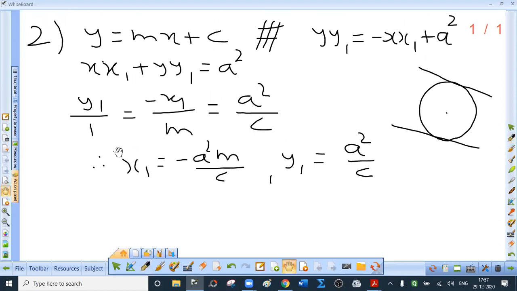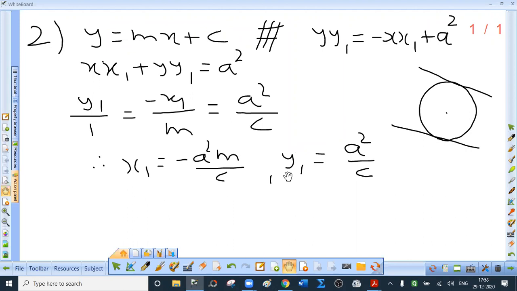Two equations are representing the same line. So coefficients are comparable. What is coefficient of y? y1, here it is 1. So y1 upon 1 equal to coefficient of x, minus x1 upon here coefficient of x, m, equal to a square upon c. Now second and third gives me x1 equal to minus a square m upon c. And what is y1? A square upon c.